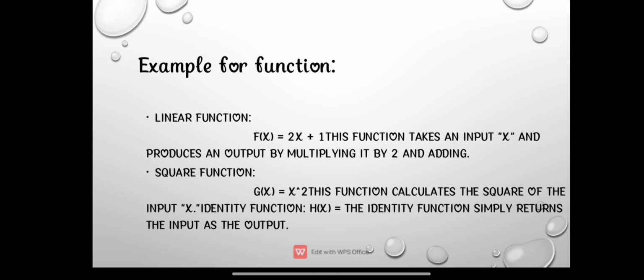And the square function, g(x) = x^2. So this function squares the input, which means multiplying the input by itself. This function calculates the square of the input x. Identity function h(x) = x. The identity function simply returns the input as the output. The identity function gives the same input as the output.